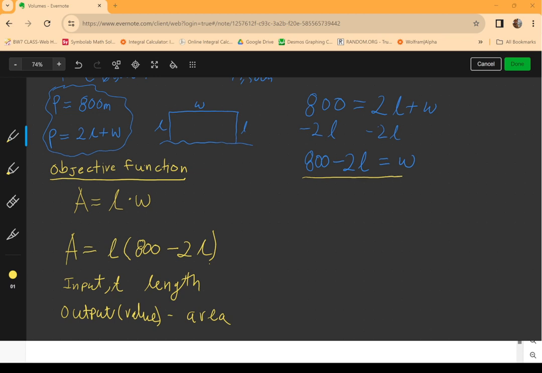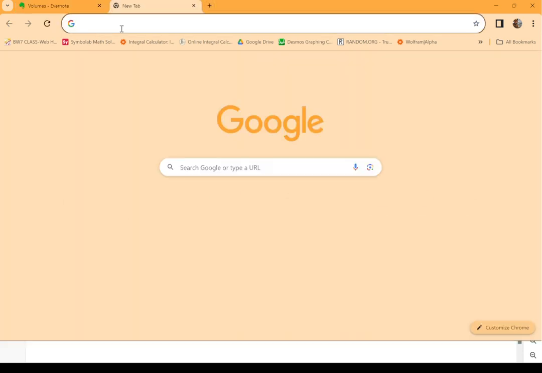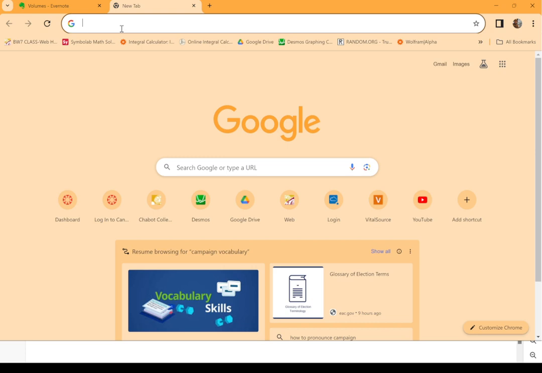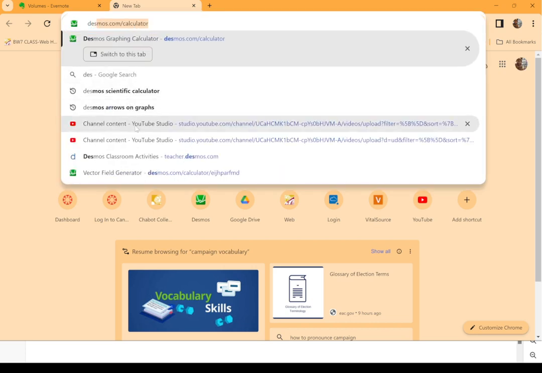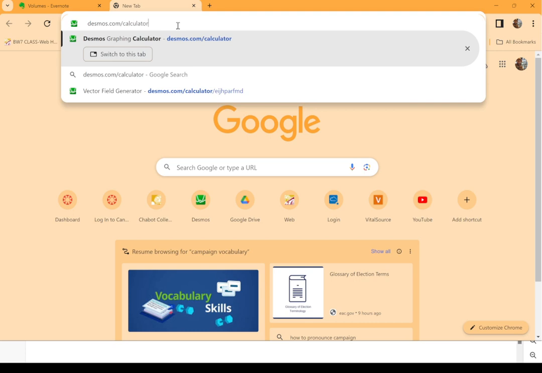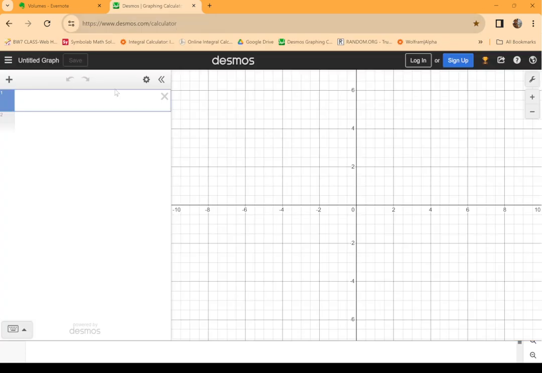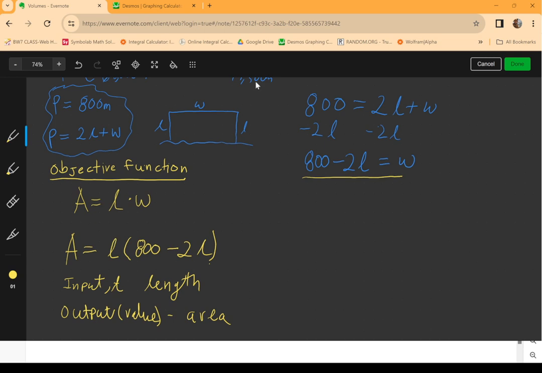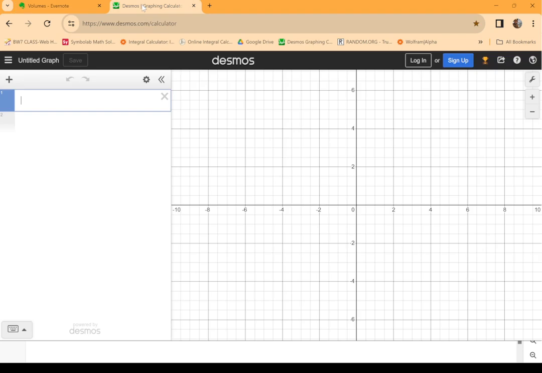But now let's take a look here. Again, if we had calculus, we would use some kind of calculus approach, but here we don't have calculus. What we do have is Desmos. We'll essentially just graph it. Okay, so now I have Desmos here, and let me plug in my equation. Desmos interprets the variable to be x, so I'll just replace L with x. So we have x times 800 minus 2x.